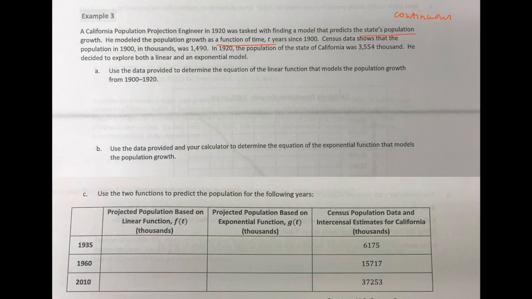If you remember back from our bacteria example, when things grow, they grow in a continuous manner. They don't grow in a discrete manner. So I know I'm going to use an exponential function. I'm going to set up my table. I have 2 values here.